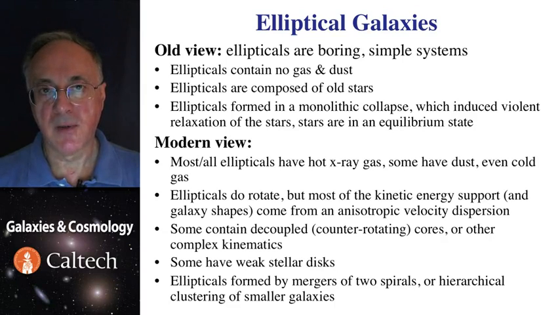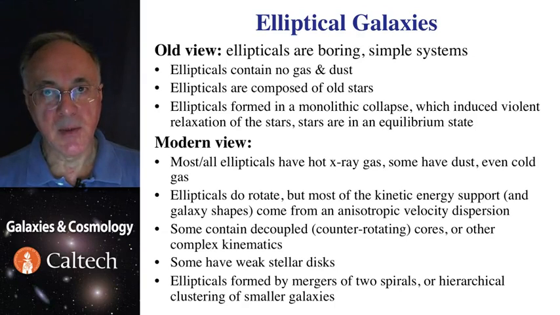The modern view is that ellipticals are actually fairly complex systems. They do contain lots of gas, except most of it is X-ray gas. Sometimes they have star formation. Sometimes they have dust lanes. And they probably form through hierarchical merging of smaller pieces, although dissipative collapse was probably also involved.